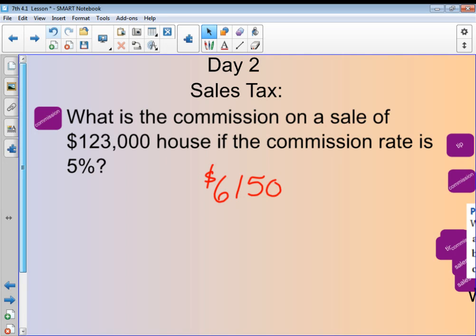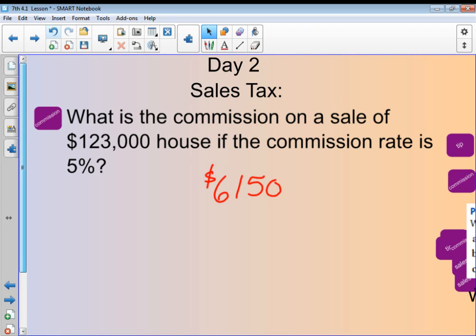So remember, for tips, sales tax, and commission that we just got done working with, you're finding that percent of whatever the number is that they're giving you. Make sure that you're paying attention to the wording. Are they asking you for a total? Because if they're asking you for the total, you need to add your answer that you got working with the percent onto whatever the other amount was.